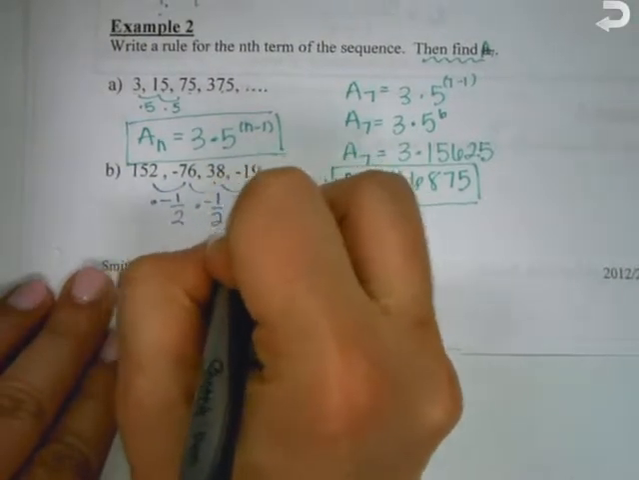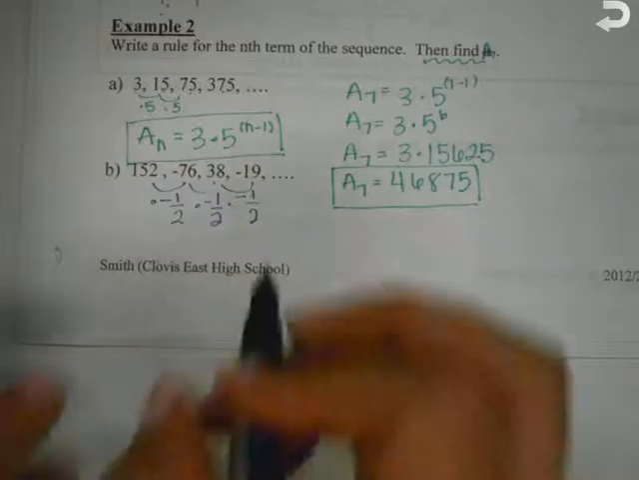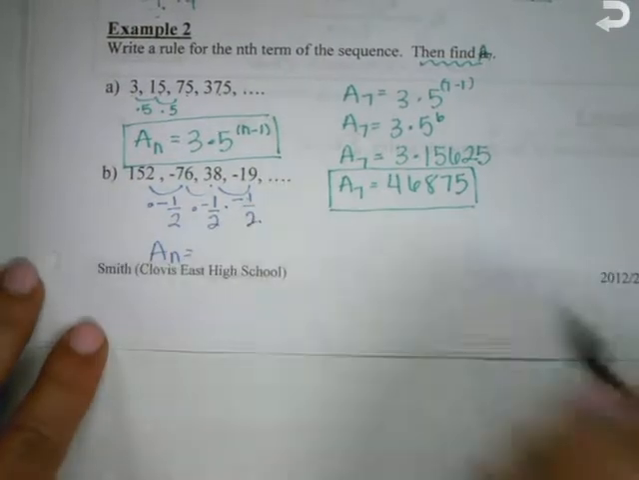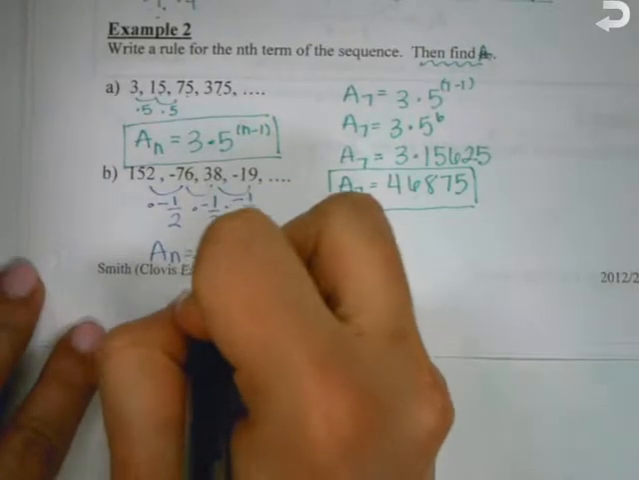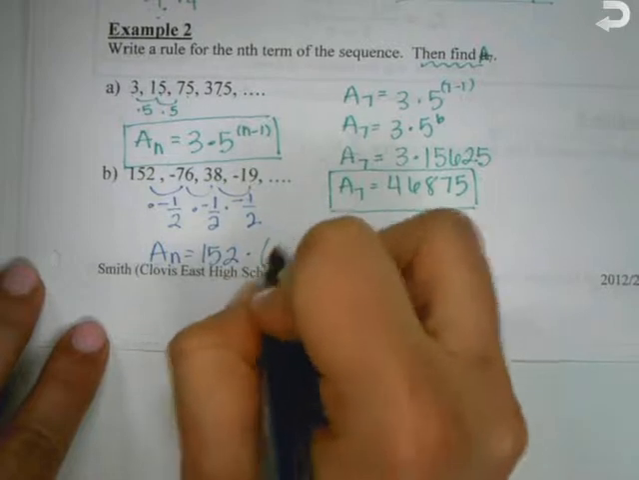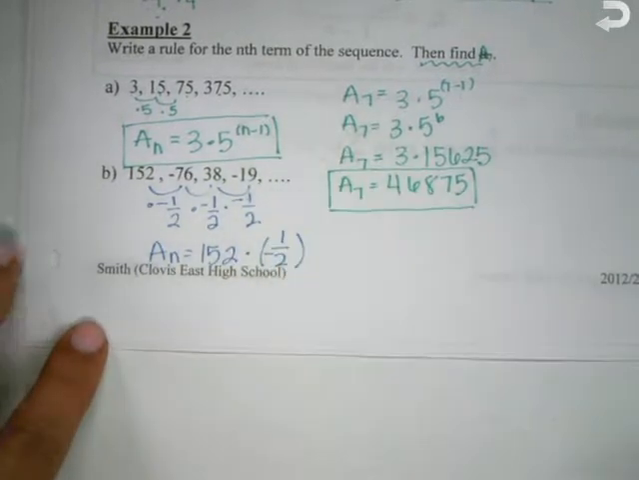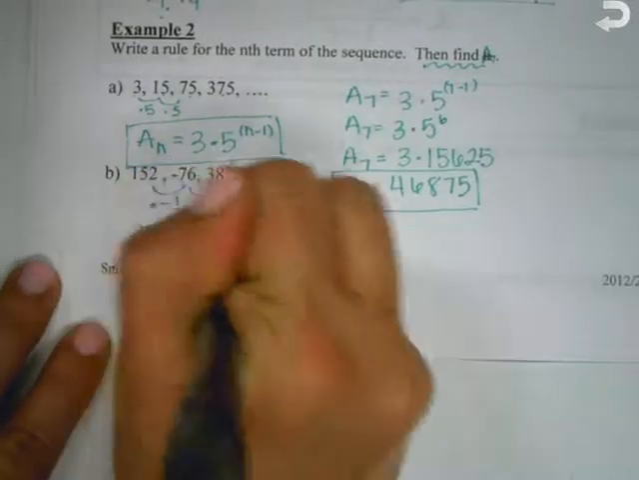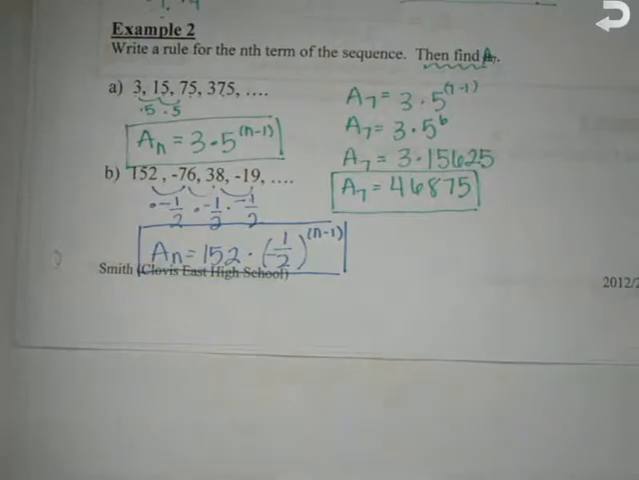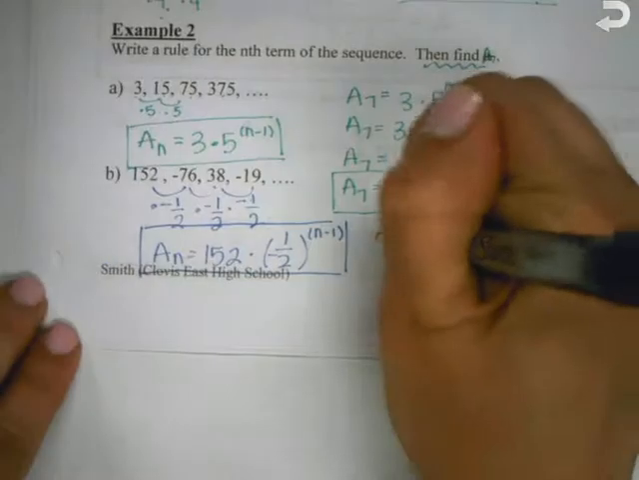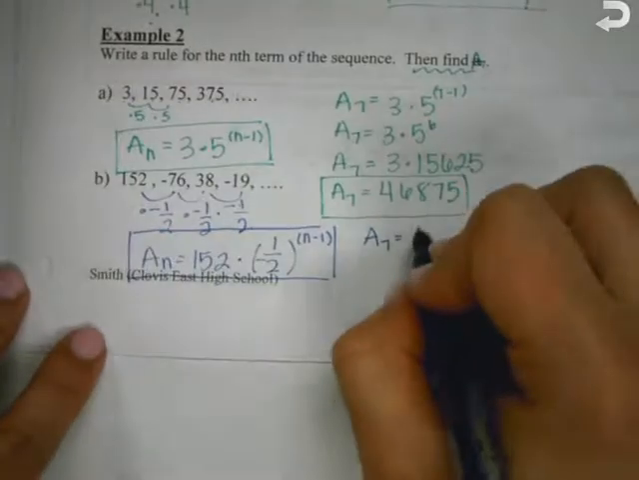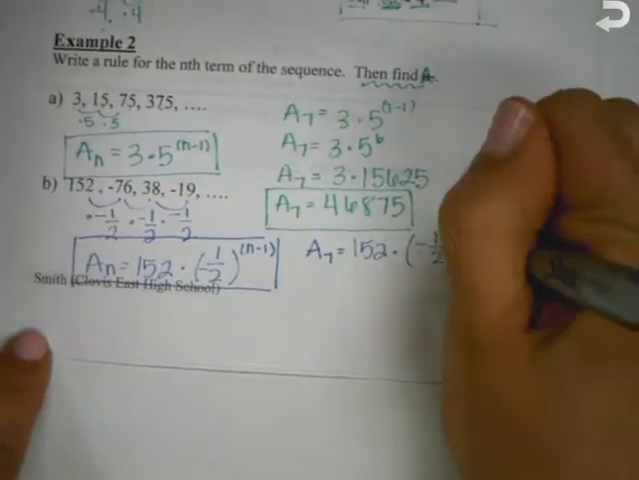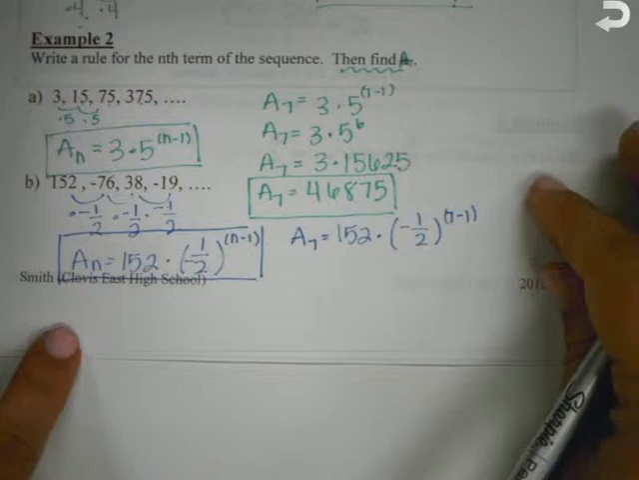So let's plug it in. My first term is, or a sub n equals, my first term, 152, times, in parentheses, negative 1/2, to the n minus 1. That's your a sub n rule. Okay, so let's find a sub 7. That is 152 times negative 1/2 to the 7 minus 1. So 152 times negative 1/2 to the 6th power.